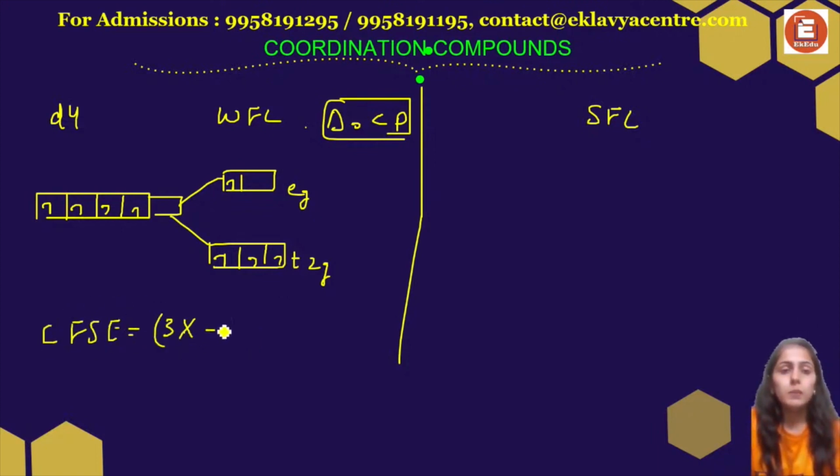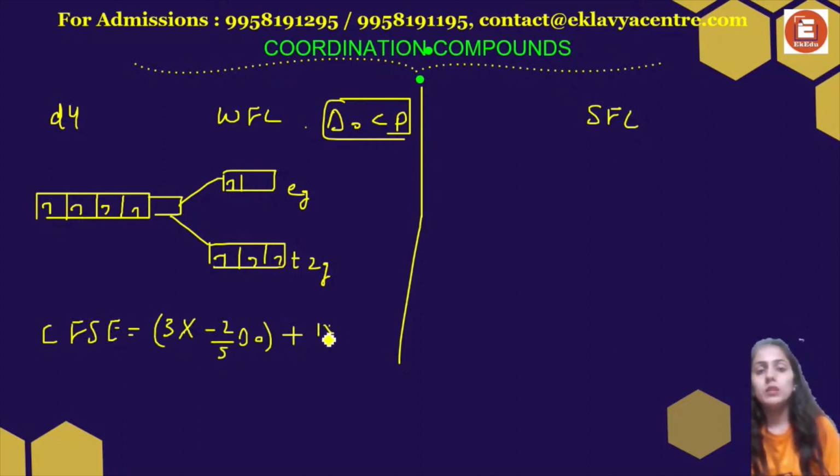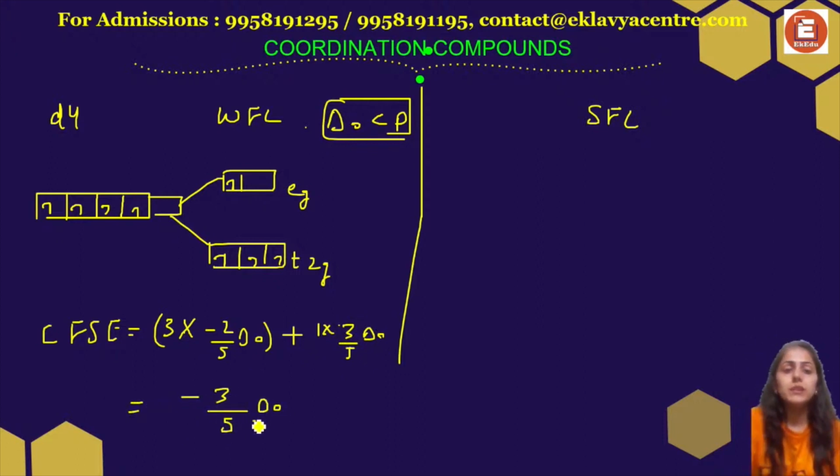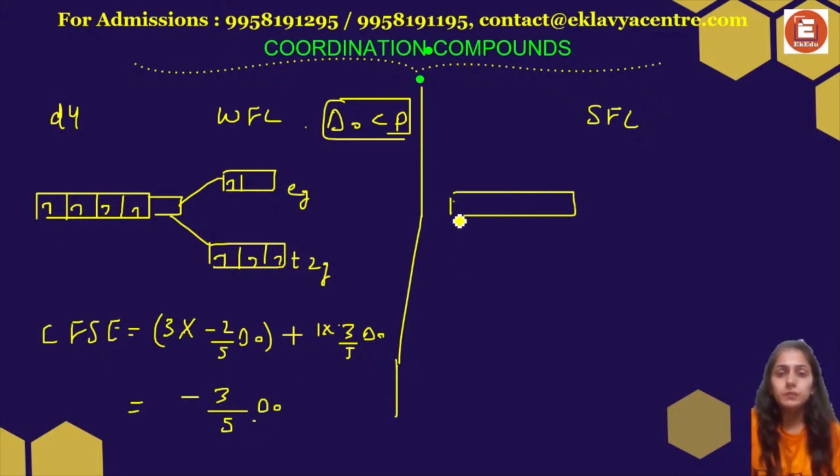3 into minus 2 by 5 del O plus 1 into 3 by 5 del O. So it will be minus 6 plus 3, actually minus 3 by 5 del O. Minus 6 plus 3, yes. In case of strong field ligand, now what happens?